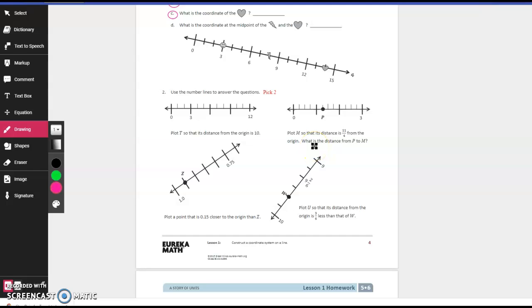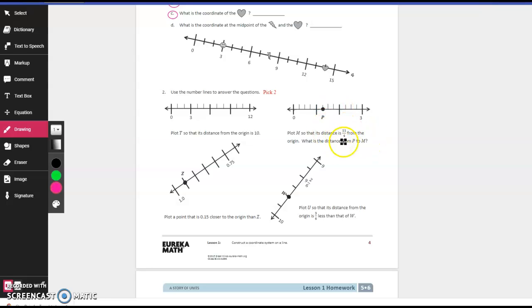Do not skip the second part, because a lot of the times you forget to do the other part of the question. It says, what is the distance from P to M? So wherever you plotted M, the distance from P to that one. And if these are fractional amounts, you'll count by fractional amounts, not by a whole number.